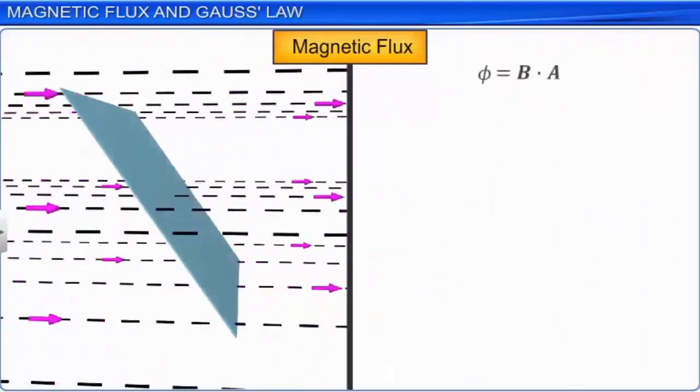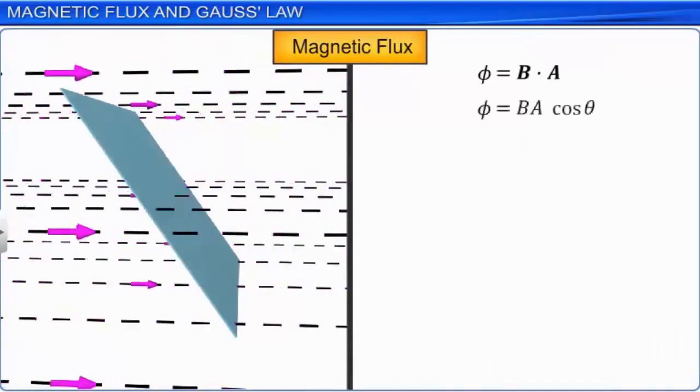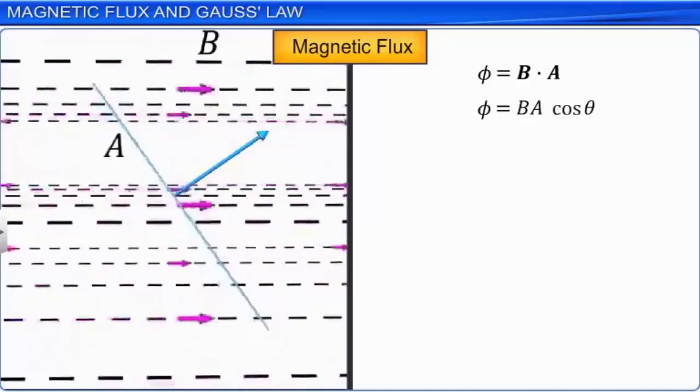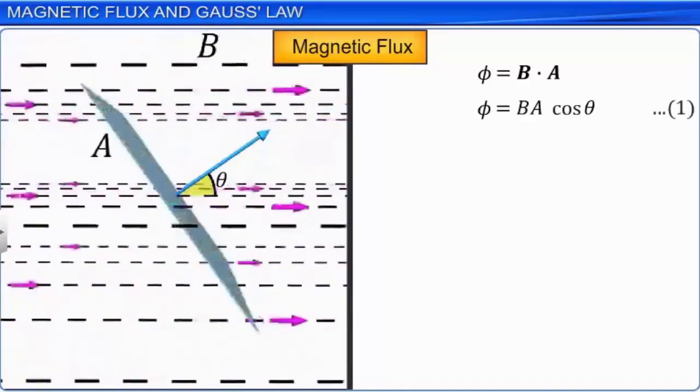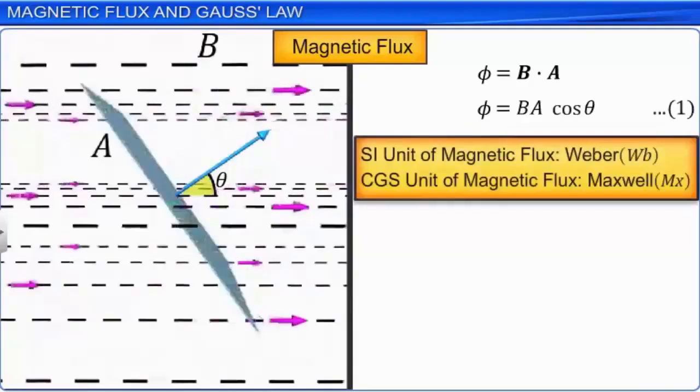The magnetic flux, phi, is equal to B dot A, which is equal to BA cos theta, where B is the strength of the magnetic field, A is the area of the given surface through which the field lines pass, and theta is the angle between the direction of the magnetic field and the area vector. Let this be equation 1. The SI unit of magnetic flux is Weber, and its CGS unit is Maxwell.